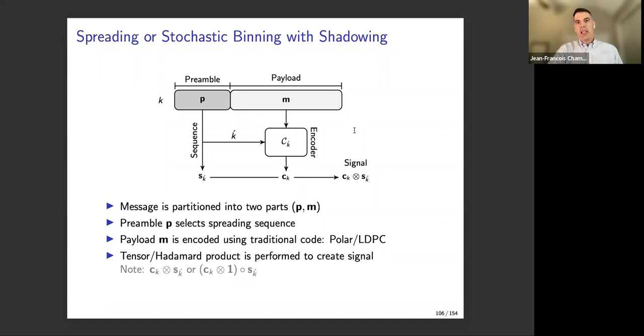Another way to think about spreading is that, based on your spreading sequence, you are now creating bins that are overlapping. They're overlapping in the sense of correlation. So one way to view this, and I like to think about it, is stochastic binning with shadowing. The shadowing comes from the correlation across bins. And the fact that you have this shadowing, the fact that you're not creating orthogonal sequences, is rooted at least partly in the unsourced nature of your system.